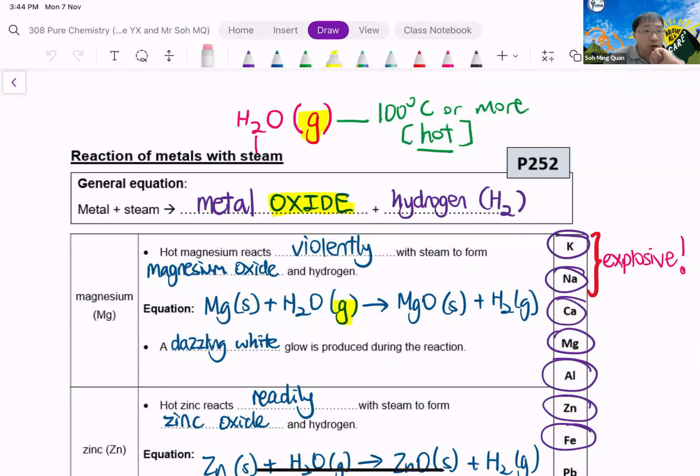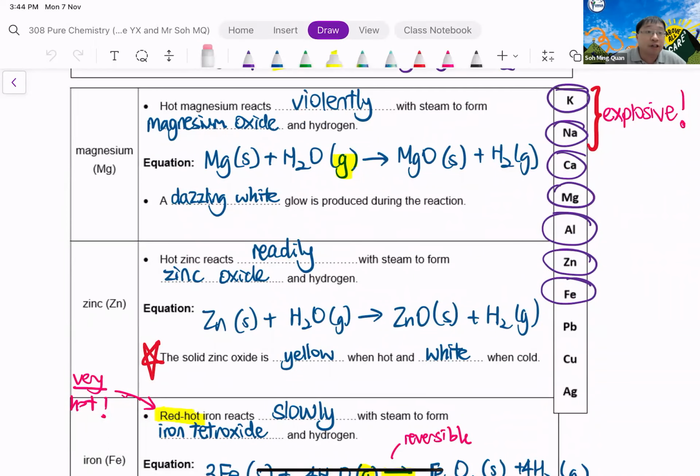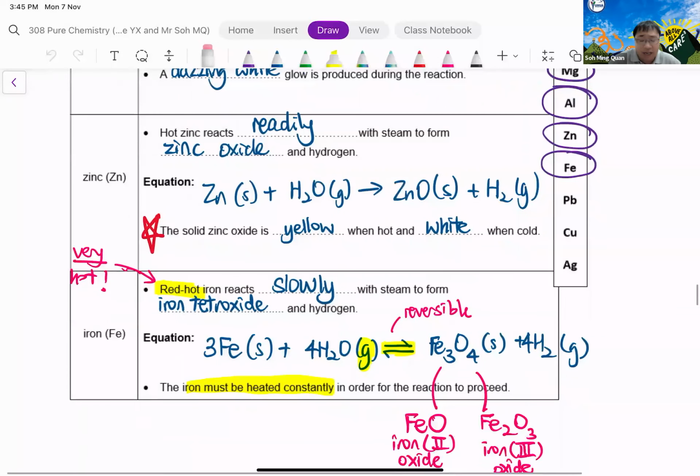The second point is when you use steam, you form the oxide. So just now, water is the hydroxide. When you use steam, it's the oxide. Okay? And you can see last lesson, we already went through the description, the equations for each of these reactions. Okay? Now, last lesson, I left you with the iron, of course.